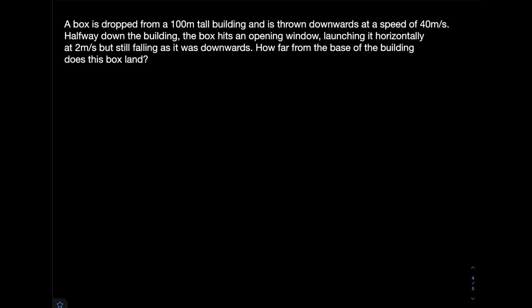So let's go ahead and draw out a little picture here where we have a building with a box that is falling at an initial speed of 40 meters per second. We're going to go ahead and make that negative and treat down as the negative direction.